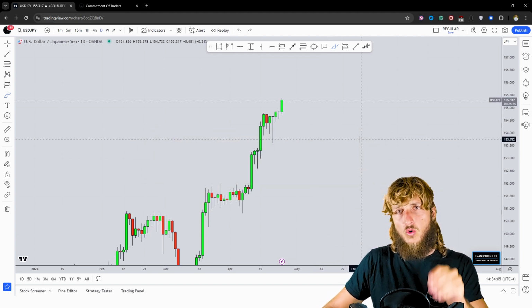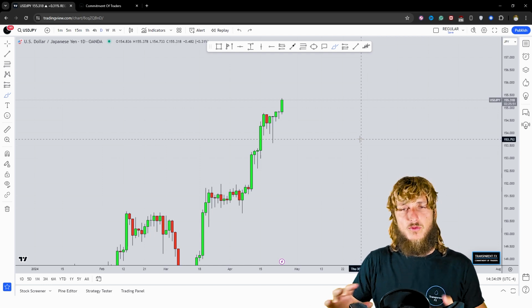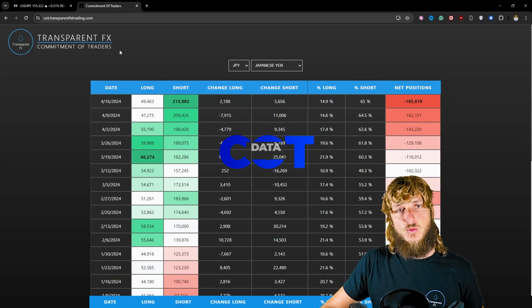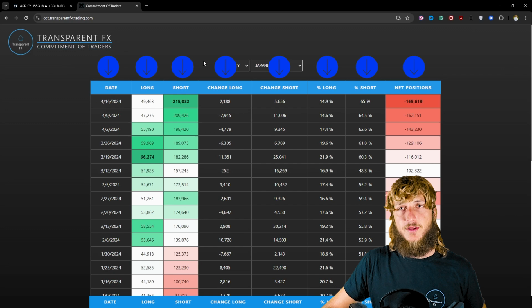But at the moment, what do we have from a technical perspective here on the daily time frame? Before we go in detail into what we have here on the daily, first, let's go and see what we have when it comes to the commitment of traders. So what hedge funds and the big players in the market are doing precisely on the JPY.